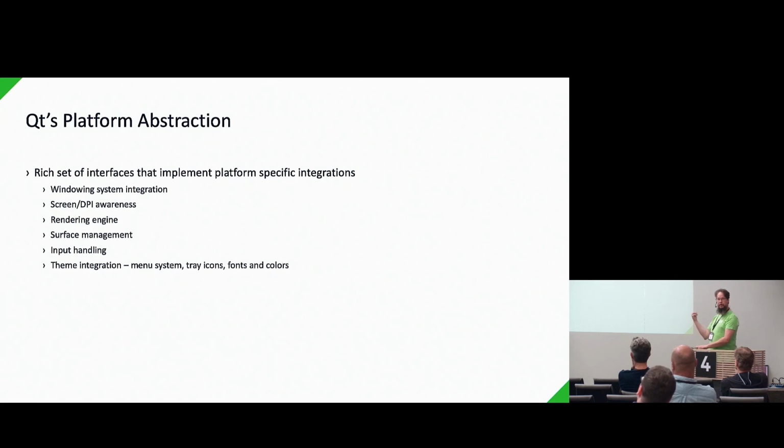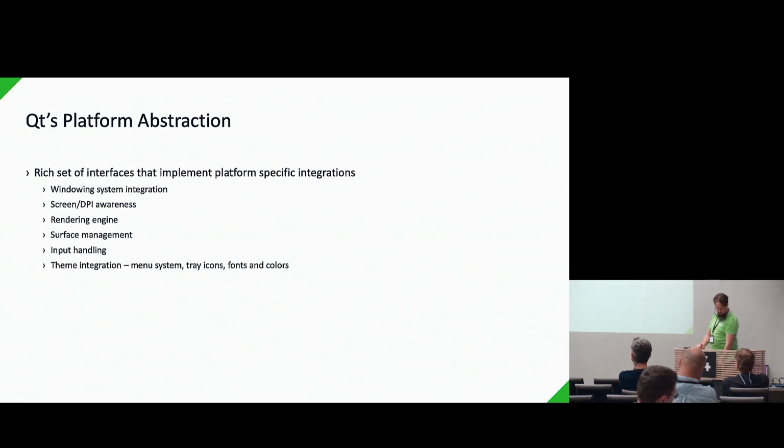Very platform dependent. Rendering engines, of course, different backends for OpenGL, different backends for now and in the future. Laszlo will talk about that more, different rendering backends. Surface management in that respect as well, our OpenGL textures and so forth. And then input handling, theme integration. So on the desktop, you want to have a system tray icon for your application perhaps, or you want to follow the theme of the user, the color scheme and so forth, the fonts. All that stuff is now hidden behind interfaces designed for that purpose.